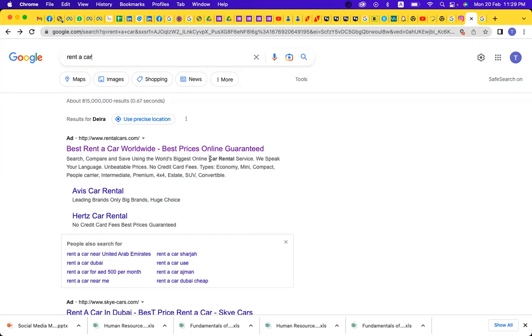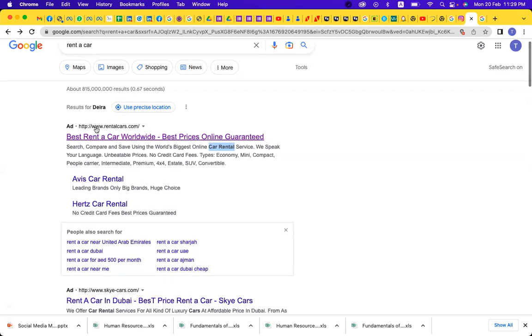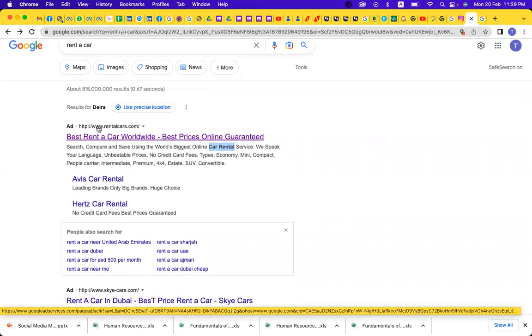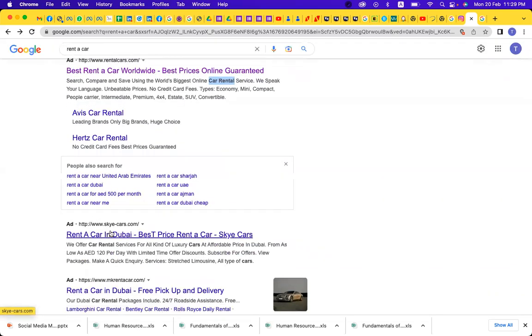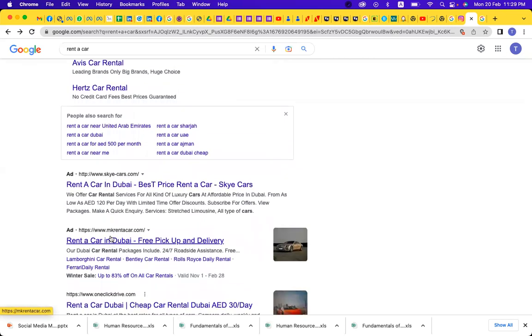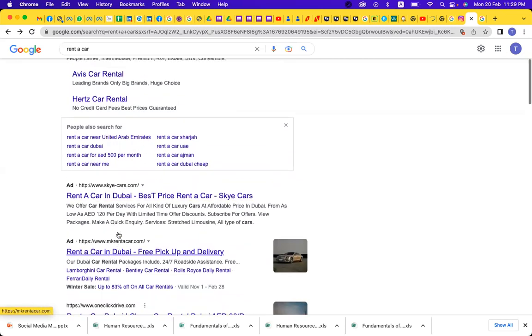So you see this particular word, which is highlighted here, car rental. This company has paid for this keyword. So there is what we call bidding. There is what we call a bidding strategy when it comes to digital marketing, search engine marketing or PPC. Now, when you look at this ad carefully, you notice that rental cars is at the top, then we have Sky Cars second, and MK Rental Cars on the third position.